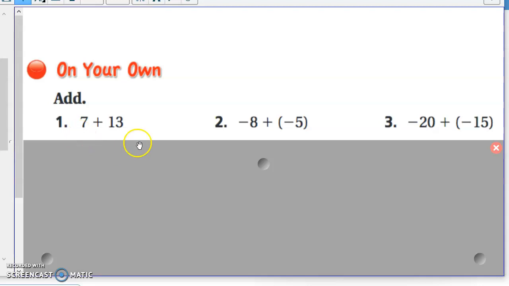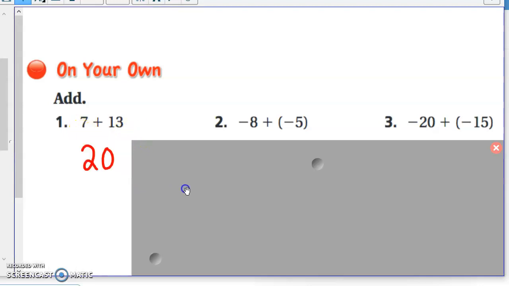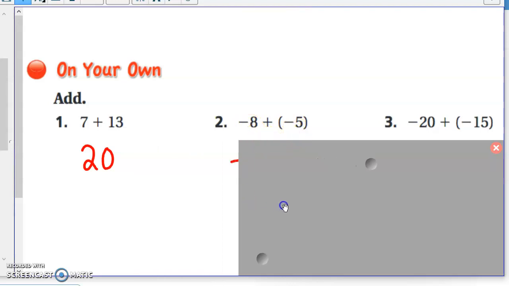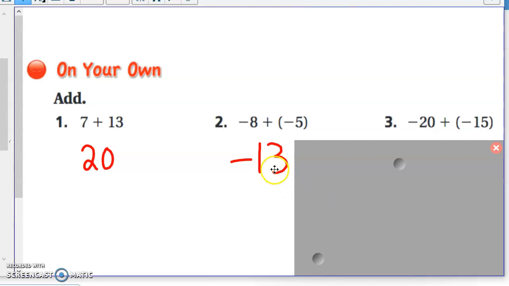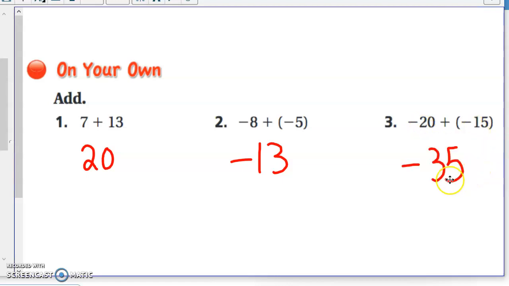Okay, so these have same signs, they're both positive, so I would add 7 plus 13 and keep the same sign. The answer should have been 20. These have same signs, both of them are negative, so I add 8 plus 5, that gives me 13, and I keep the same sign, that is -13. And last one, these have same signs, so I add 20 and 15, that gives me 35, and I keep the same sign, that means it's -35.